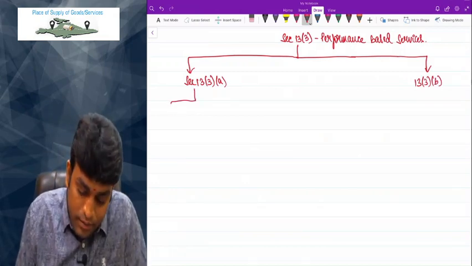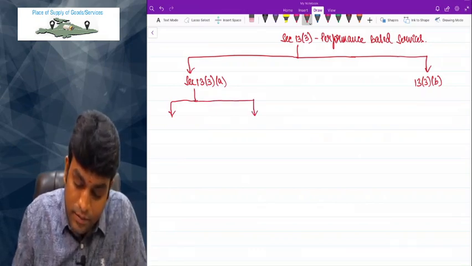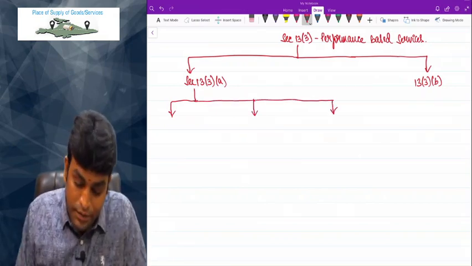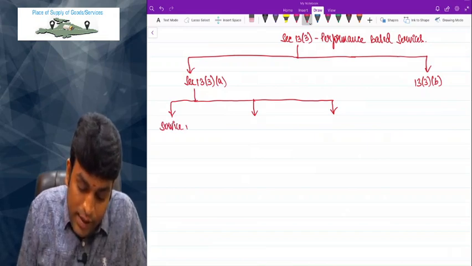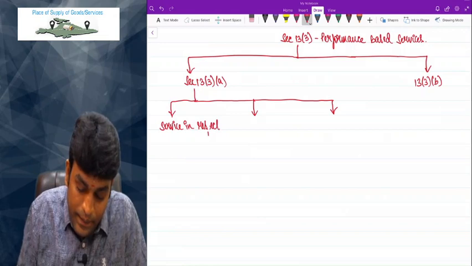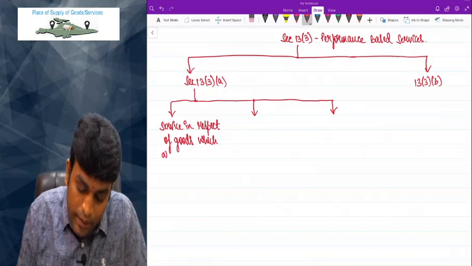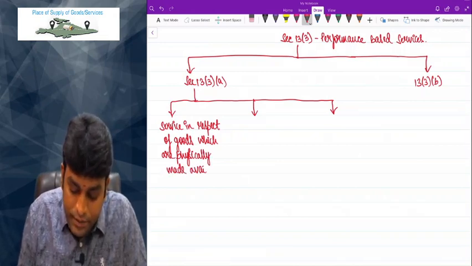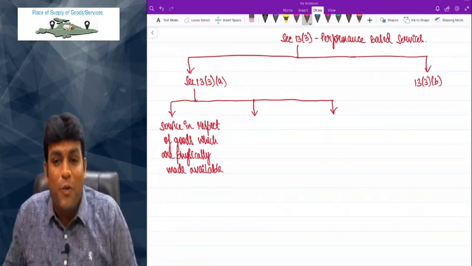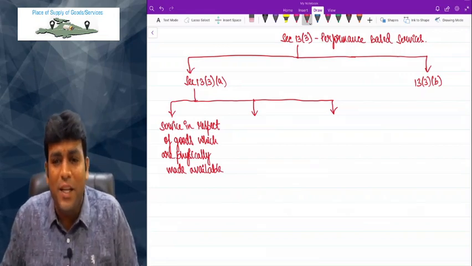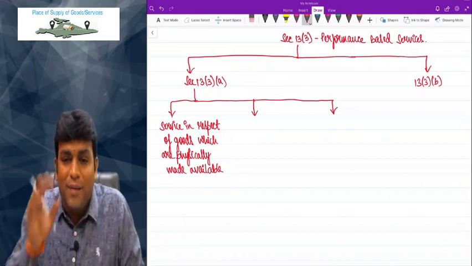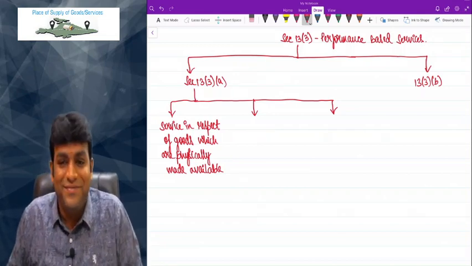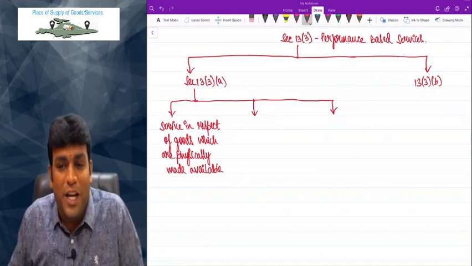13.3a talks about, again in these 3 points. First point, service in respect of goods which are physically made available. Come on, my dear friends. Service in respect of what, sir? Service in respect of goods which are physically made available. That means physically on the goods, some service is done. For example, repair. Correct, right? Service in respect of goods which are physically made available.